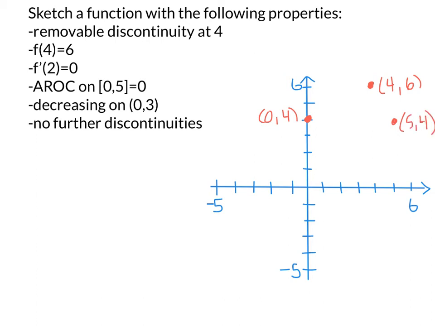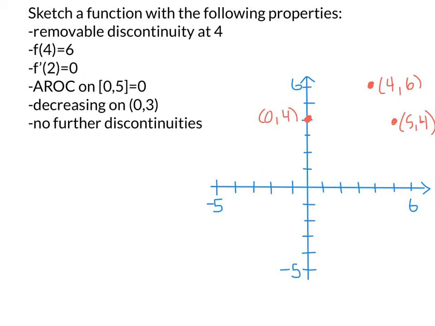Now it also says this function has to be decreasing on [0, 3]. So decreasing on [0, 3] means that it needs to always be going down. Now that's going to be a little bit tricky because we also said f prime of 2 equals 0. Typically, when we see f prime equals 0, we're either talking about a constant function or we're talking about the tops of a peak or the bottom of a valley. We're going to have to be a little bit creative here in order to make that happen. It's not going to be a peak or a valley.